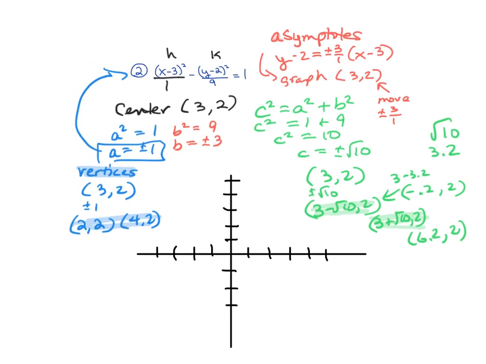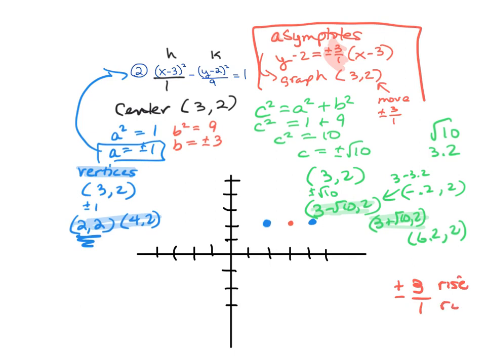So let's put all this on the graph. Let's do the vertices. So I have one at 2, 2. That one. And then 4, 2. And right there. I now could graph my asymptotes. Again, let's graph the center. 1, 2, 3, 2. So right here is the center. And from that center point, I'm going to move this slope. So the number that was right here is how I'm going to move from that center point. So I'm going to rise 3 and run 1.